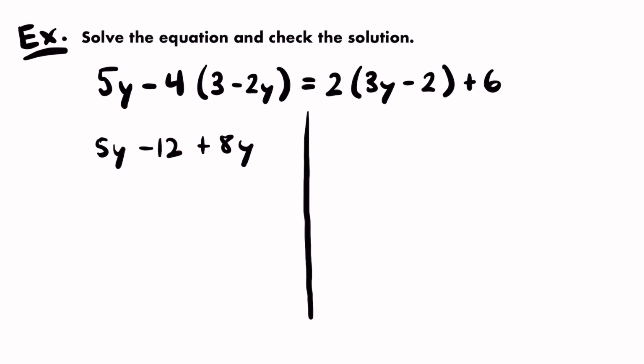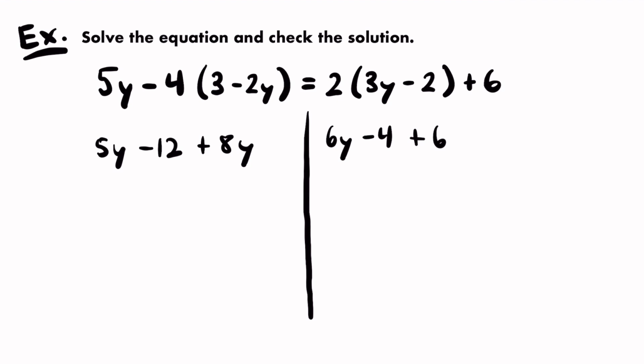But then over here, we need to use the distributive property again. We want to multiply 2 into this quantity. So you'll have 2 times 3y, and 2 times 3 is 6, so you get 6y. Keep that same variable part, and then multiply 2 by -2, and you'll get -4. All right, so we have 6y minus 4, and then don't forget about this plus 6 on the end. Okay, so now we have gotten rid of the parentheses.